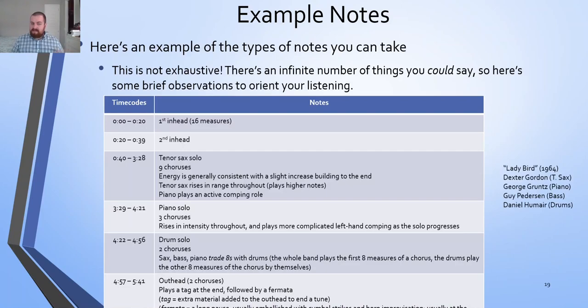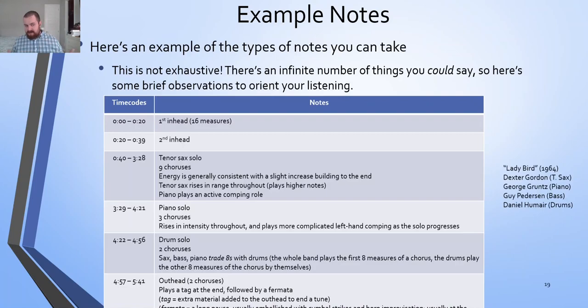It's a mixture of more objective things like time codes and the number of choruses, and more subjective things. So for instance, this is the kind of thing that you would not get on one listen alone. It would take many, many listens to get to this point. So don't worry. But after I talk through this, feel free to go back and listen to it again and see what you think. So the first thing is the head is 16 measures long.